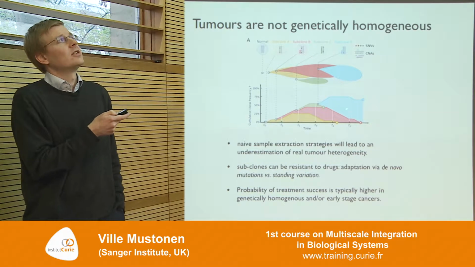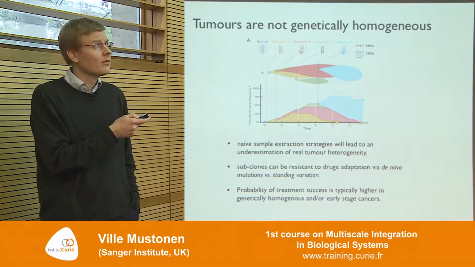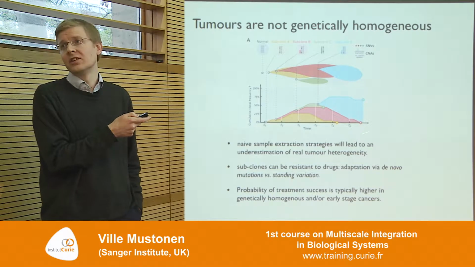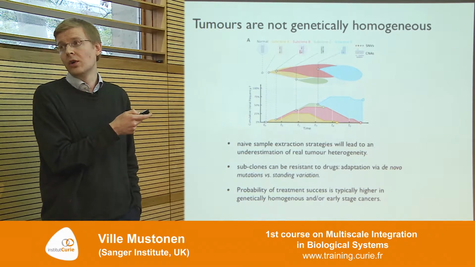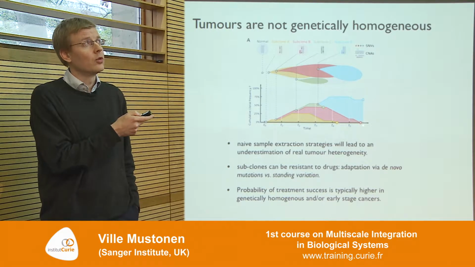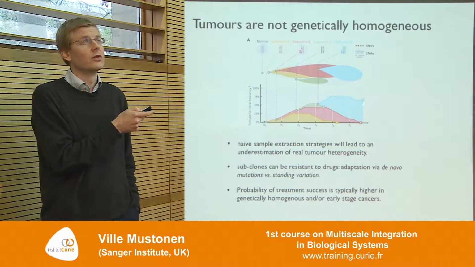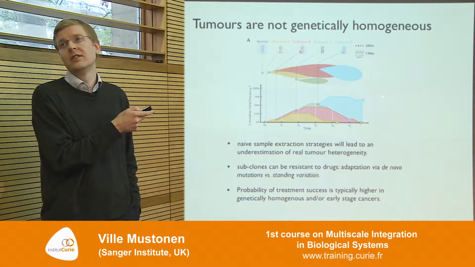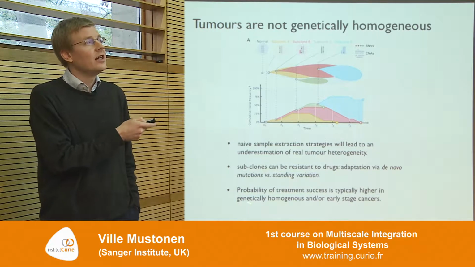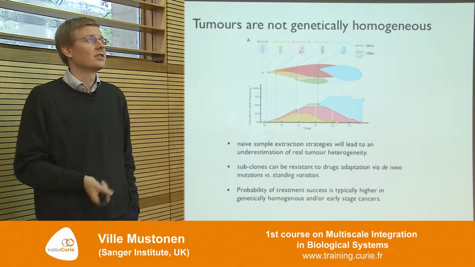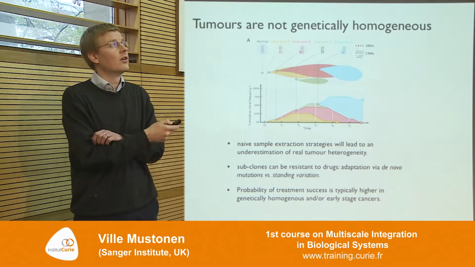And why does this matter actually? Well, if you think about that your population has this much heterogeneity in it, these subclones actually can be resistant to the treatment. So for instance, you might have something that works against the blue clone. So you start to eradicate the blue clone with that treatment. But while you are doing so, you actually release space for the red clone to take over the population. That's a process called competitive release. And then you might not have anything against the red clone. And indeed, with clinical data, the probability of treatment success is typically higher when the tumor is genetically homogeneous and/or early stage.